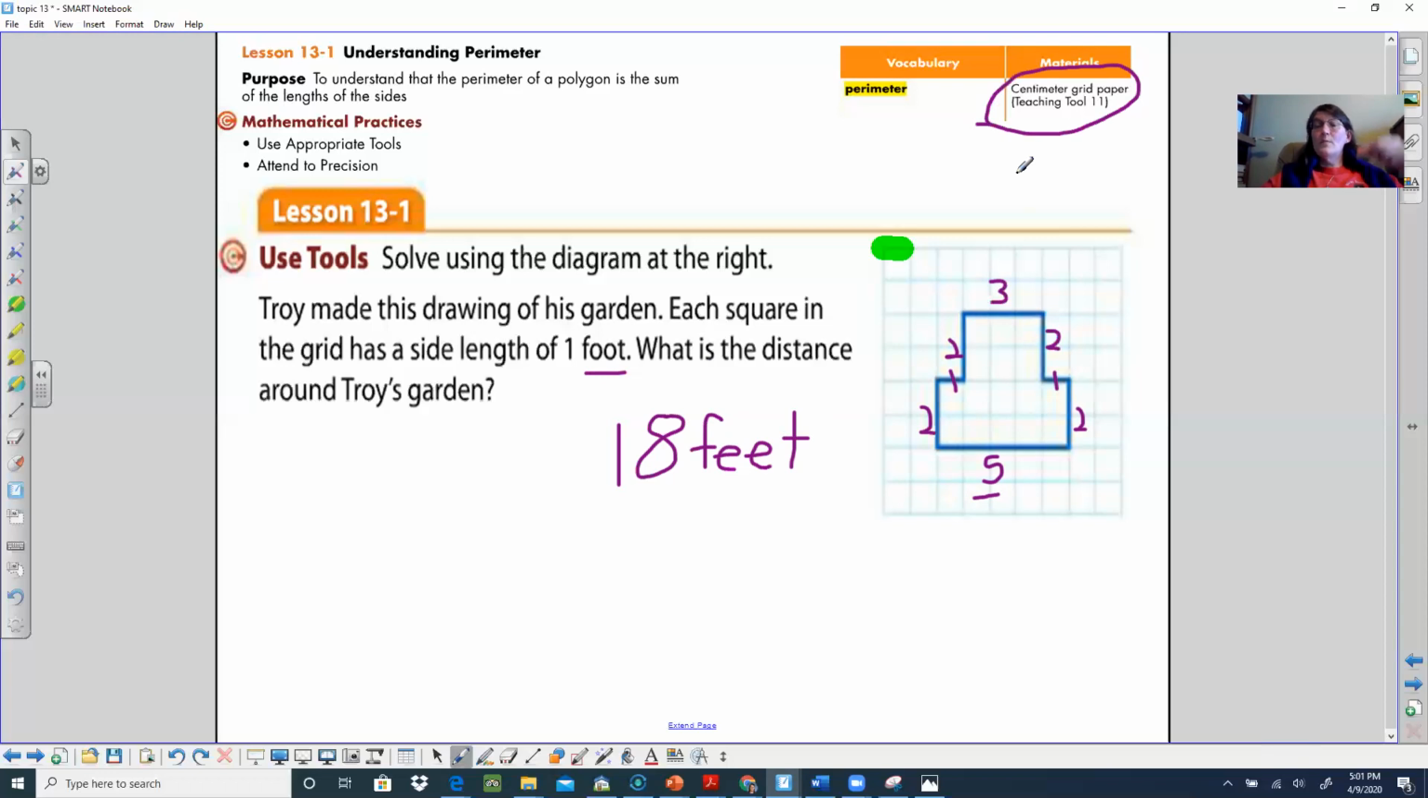And I know in my Google Classroom, I preloaded some centimeter grid paper into Google Classroom for you. If you want to pause the video and print that out, you can. If you don't have a way to print it, just try to be as neat as you can on your notebook paper.